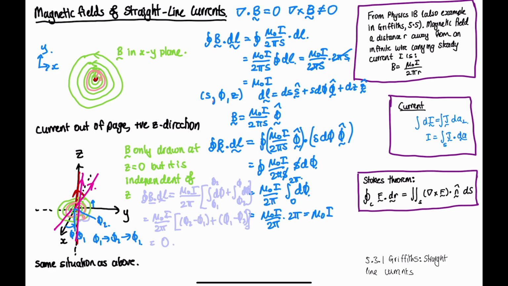So this gives us Ampere's law, which tells us that the integral around a closed path is equal to mu naught I enclosed. Okay, so this is called Ampere's law. And let's put a purple box around it because it's important.